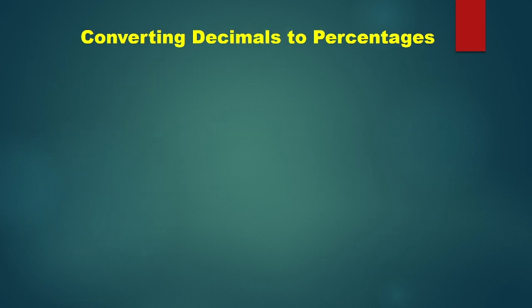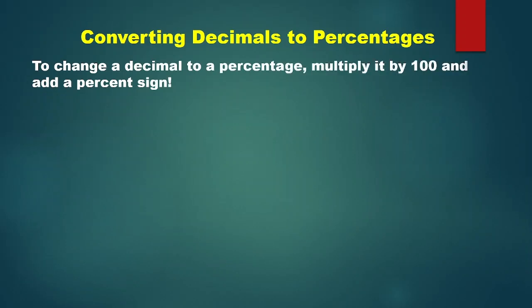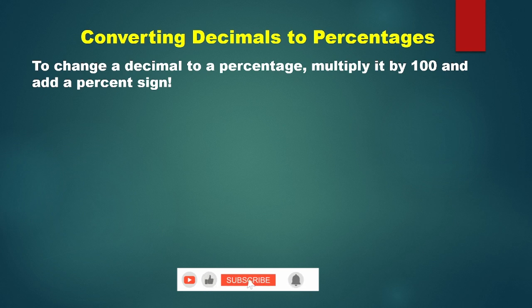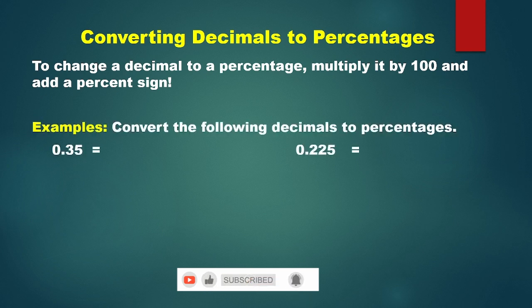Converting decimals to percentages now. So to change a decimal to a percentage, multiply it by 100 and add a percent symbol. Let's try out some examples.